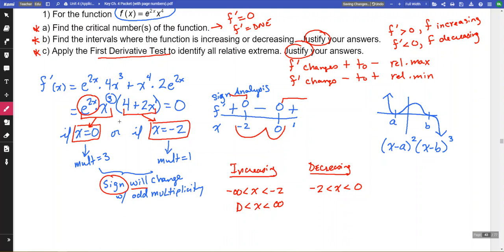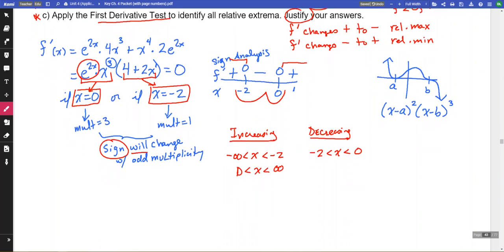Then we need to identify all the relative extrema, and we said f prime changes from positive to negative, or f prime changes from negative to positive.